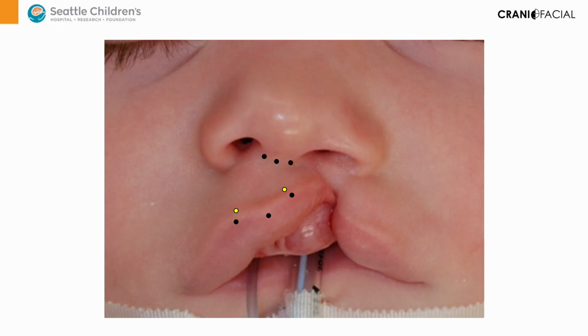We identify landmarks that are corresponding above the cutaneous roll, as well as along the wet-dry junction of vermilion and mucosa, the so-called red line.